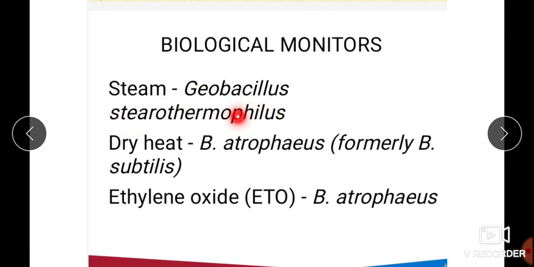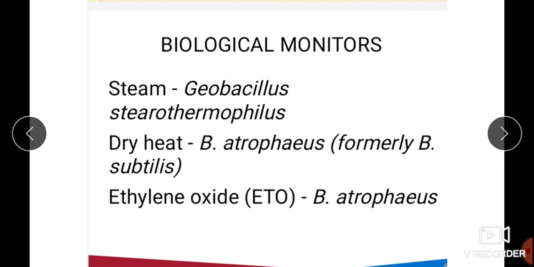If we inoculate spores of this organism and these spores grow on a material which was sterilized by steam, then we can say that the material is not properly sterile. For sterility testing by steam, this organism should be completely absent from the material. If Geobacillus stearothermophilus is present on a material sterilized by steam, there is no surety of sterility, meaning the material has failed the sterility test.